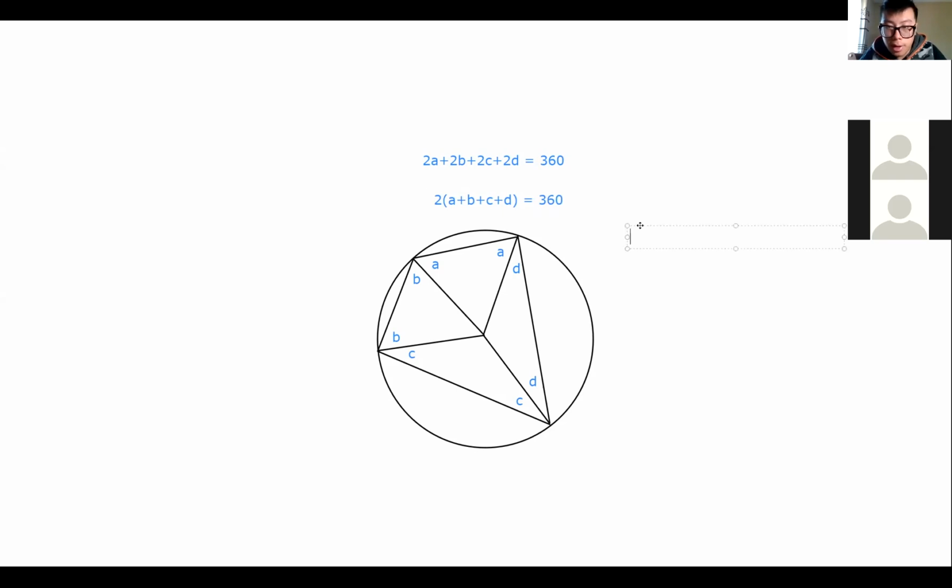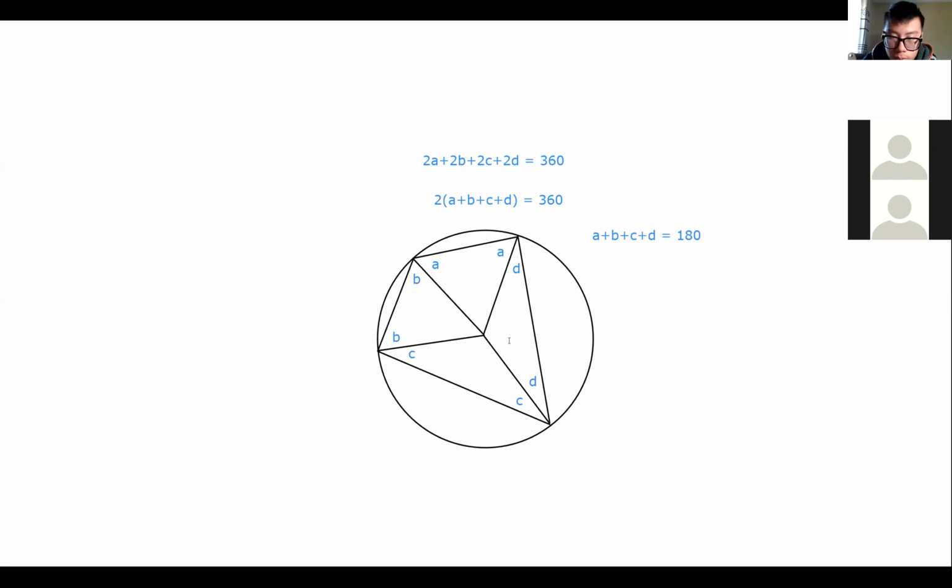Let me write the final line right here. Now we can divide both sides by 2. So we get rid of the 2 on the left side, and 360 divided by 2 is 180. So a plus b plus c plus d is equal to 180. So we have our theorem now: a plus b plus c plus d is equal to 180 degrees.